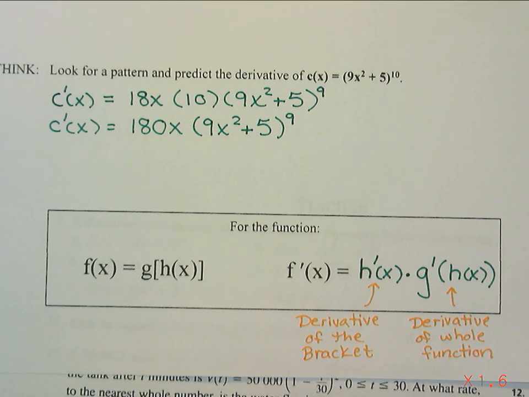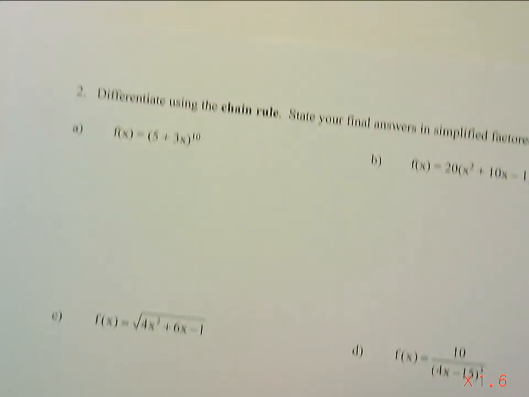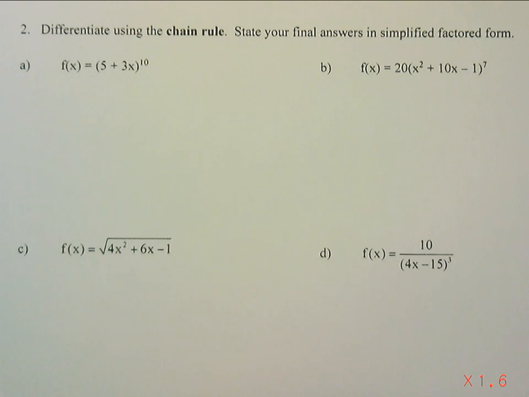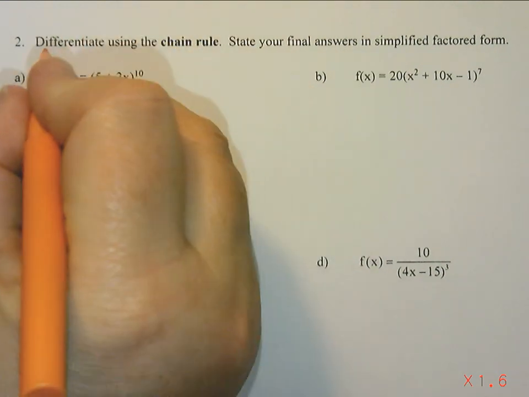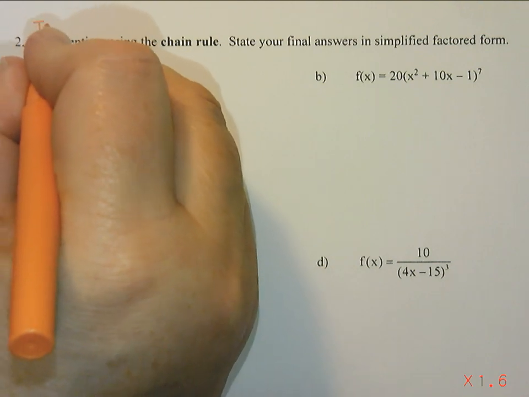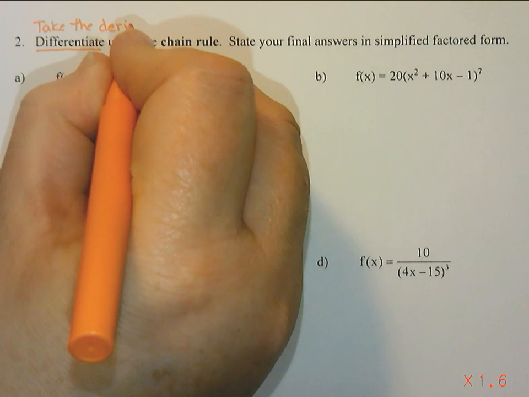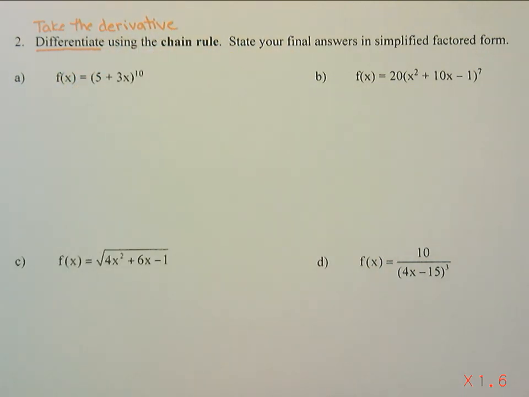Okay, so we are going to try some examples and try to see if we can follow our rule for the chain rule. Okay, let's take a look. So I just dropped my marker. It says differentiate using the chain rule. The word differentiate is a fancy word that just means take the derivative. That's all that means. So it says differentiate using the chain rule.